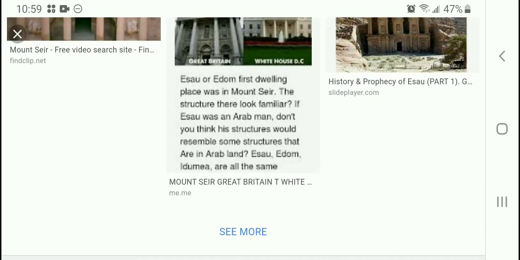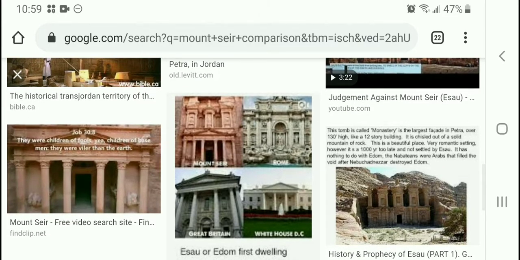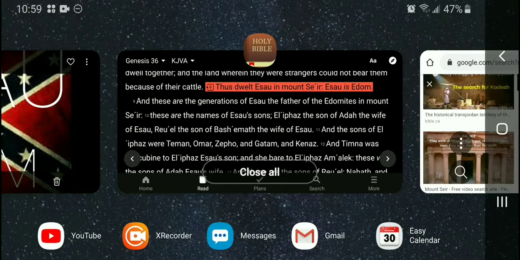Read this. Esau or Edom, first dwelling place was in Mount Seir. The structure there looked familiar. If Esau was an Arab man, don't you think his structures would resemble some structures that are in Arab land? Esau, Edom, Idumea are all the same. Yeah, and Idumea is also Edom in Greek. Alright, so let's continue in the scriptures.